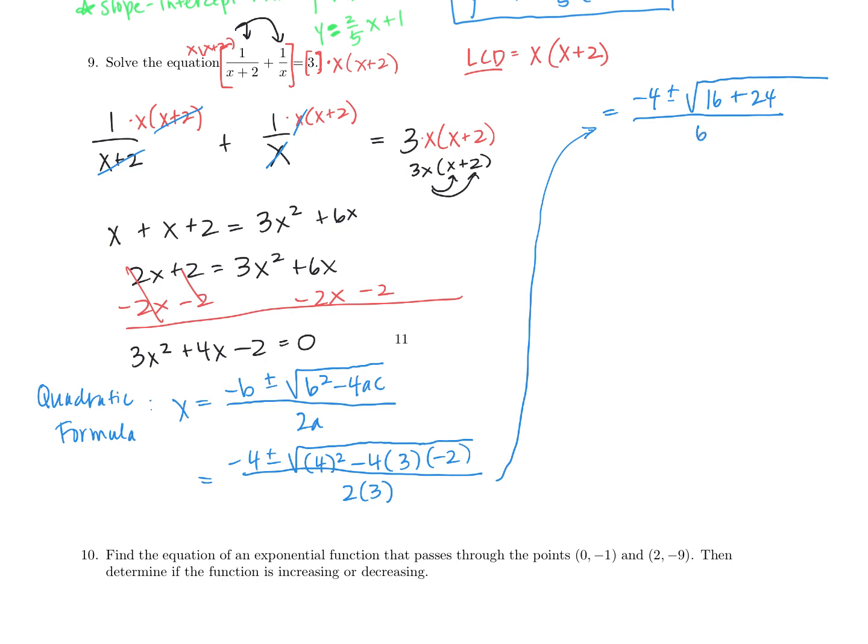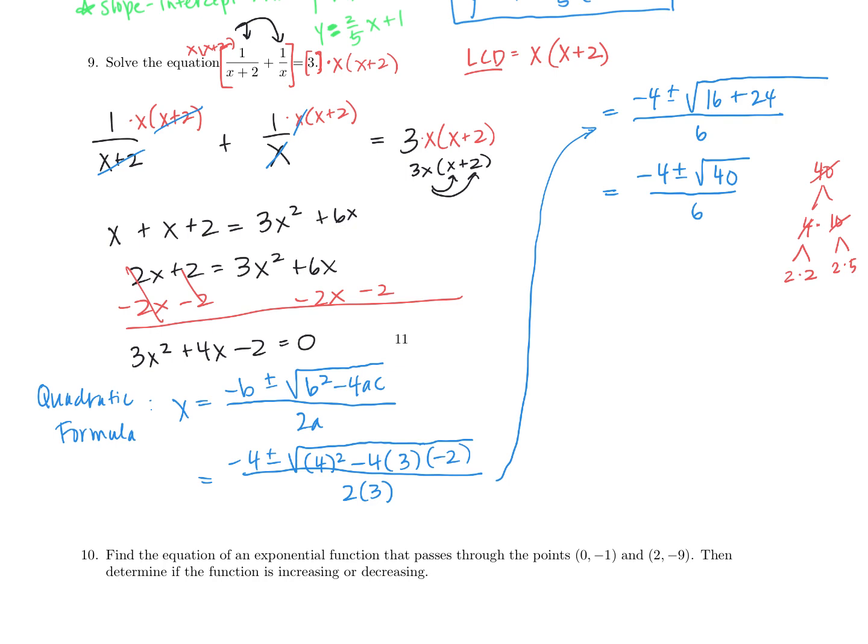Continue to simplify under the radical. So negative 4 plus or minus the square root of, that's 40 over 6. You should try to simplify this radical now. So your calculator might do this for you, and if it does, great. If it doesn't, and you have to do it by hand, remember that we did this by doing a prime factor tree. So 40 could break down into 4 and 10. 4 breaks down into 2 times 2. 10 breaks down into 2 times 5. Those are all prime numbers.